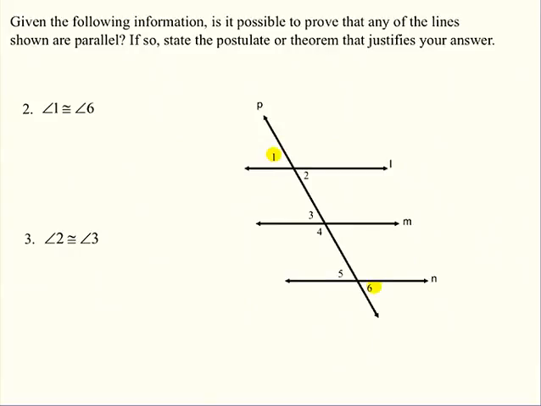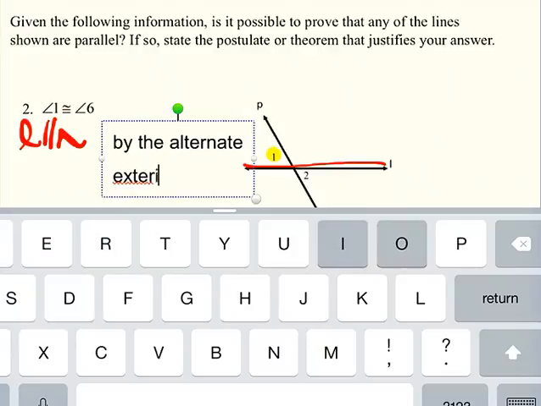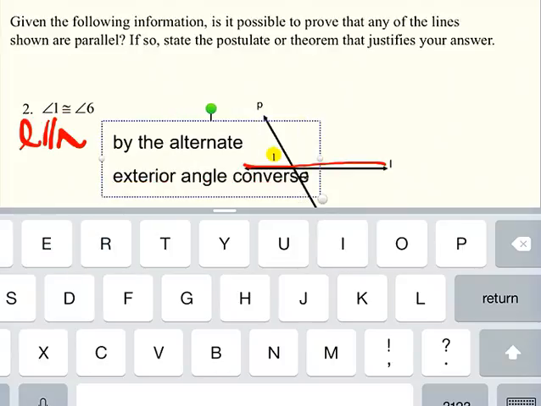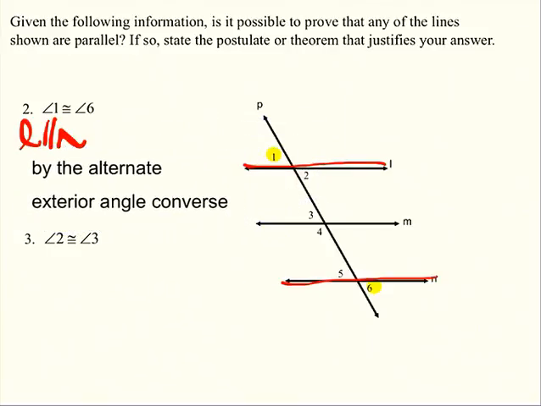Well, they're alternate exterior angles. So then what we know is that the line that's related with 1, which is L, and the line that's related to N, or to 6, which is N, so L is parallel to N, and that is going to be true by the alternate exterior angle theorem, or converse, sorry. Okay, so that's going to be true by the alternate exterior angle converse.